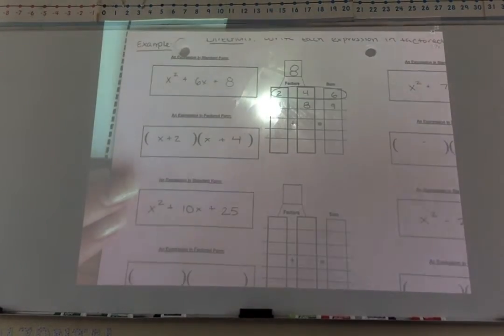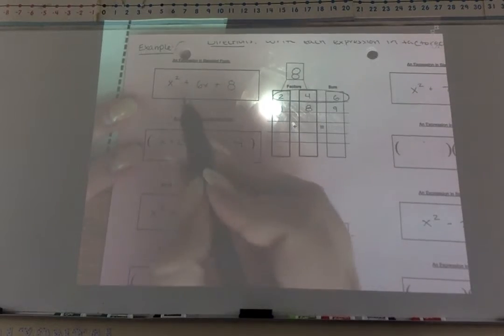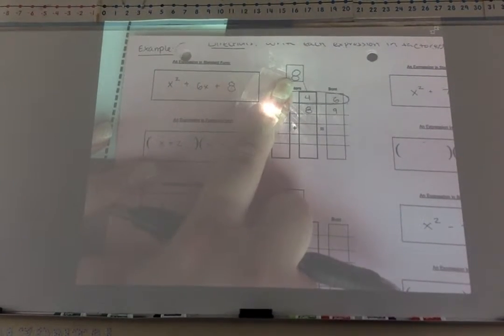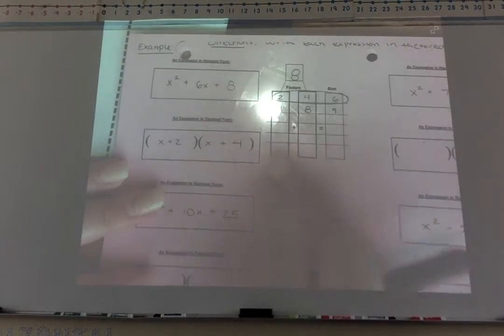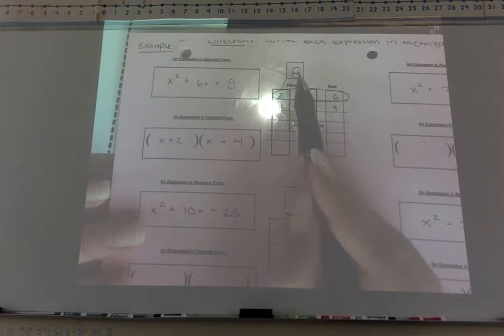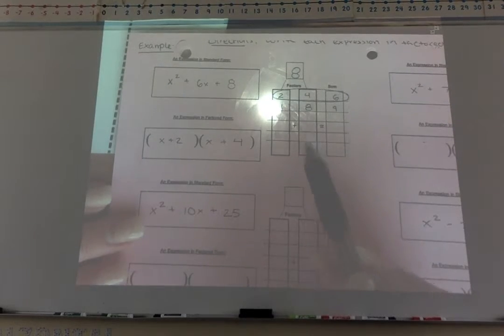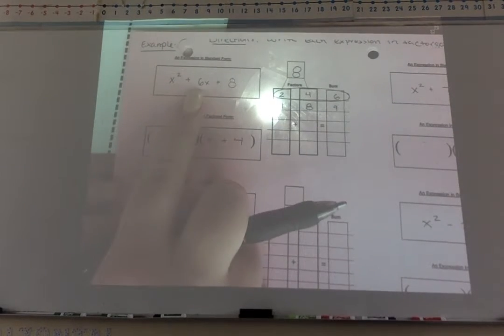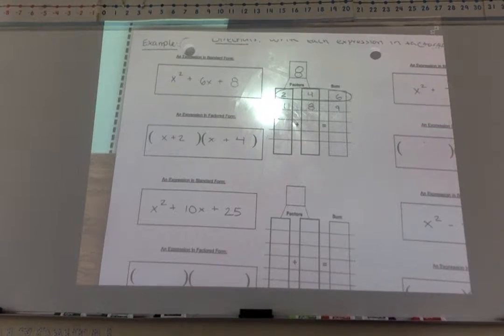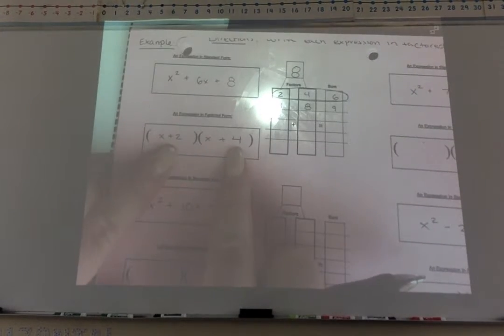So you were given a trinomial that said x squared plus 6x plus 8, okay? So our last term was brought up here to the side where we have our graphic organizer. And now we listed factors of 8. So we had 2 and 4, 1 and 8. And we wanted to find the one that made the sum of 6, because those are the two factors that we're going to use. So 2 and 4 get carried down here.